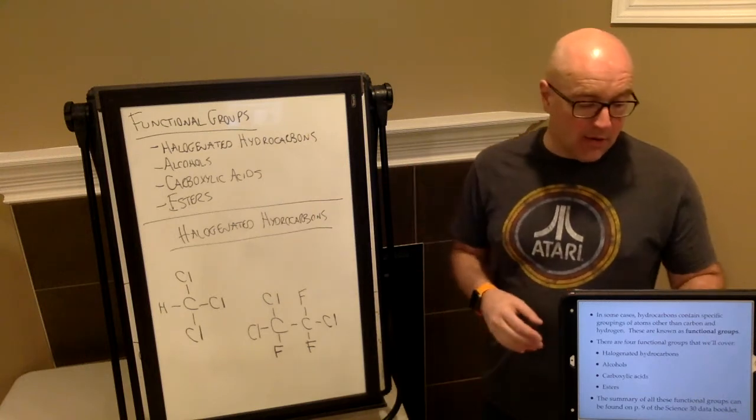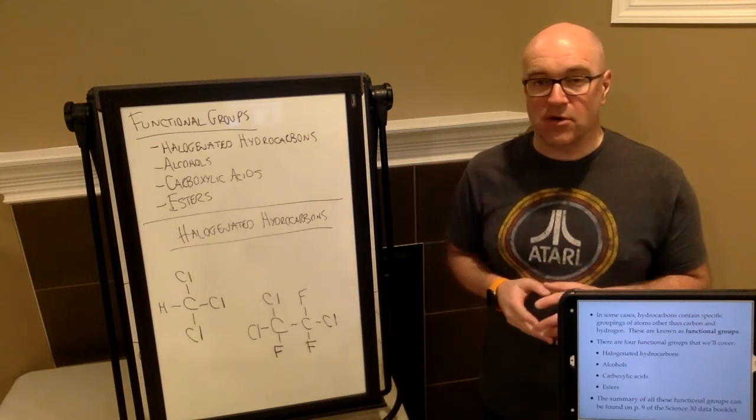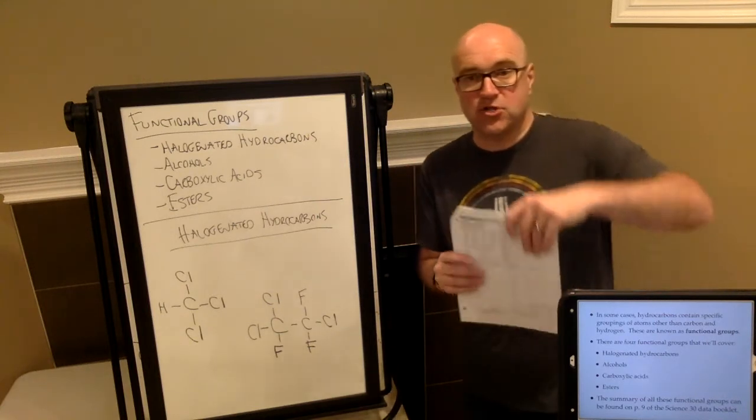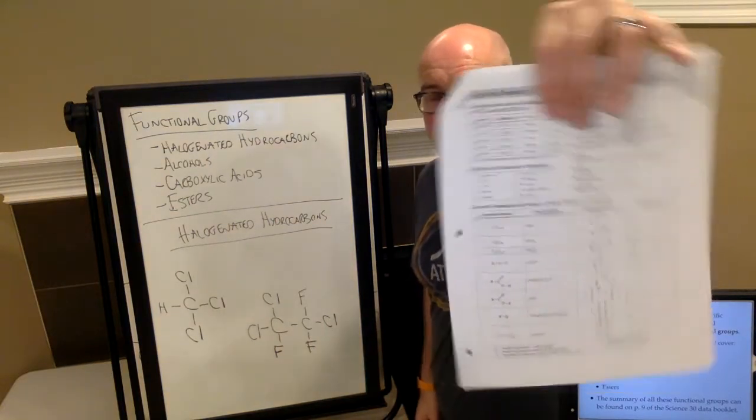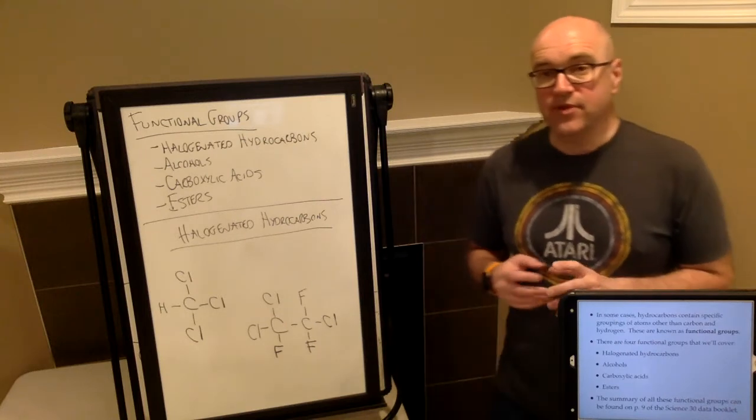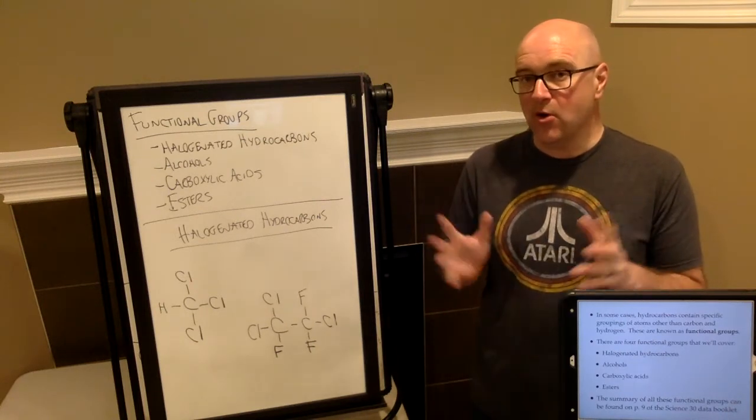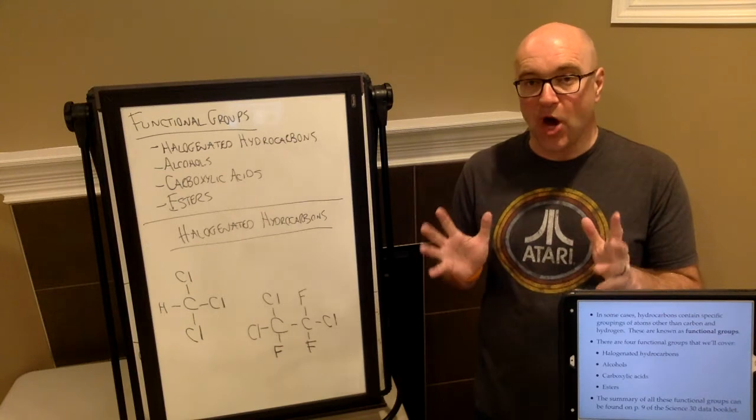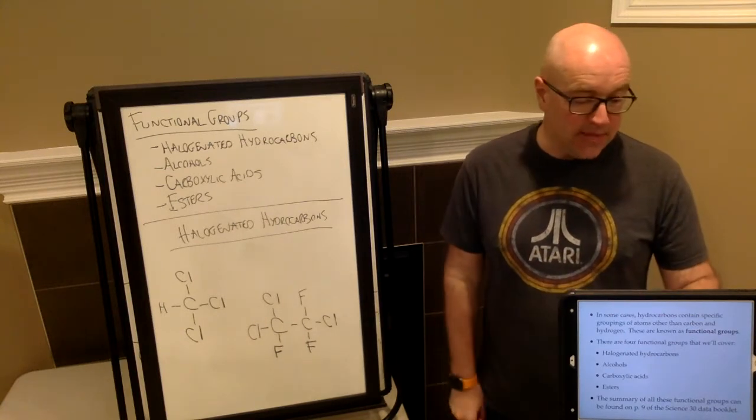So for today, and remember, all of the information about these functional groups is on page 9 of your data booklet for Science 30. It's all there, what the generic formula or designation of these functional groups are. It's all located on that page number 9 for you.